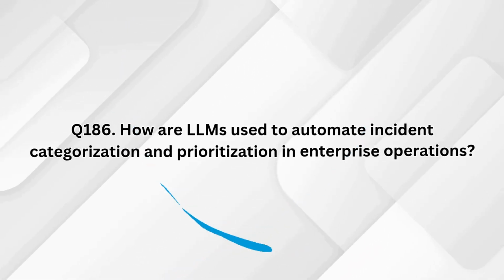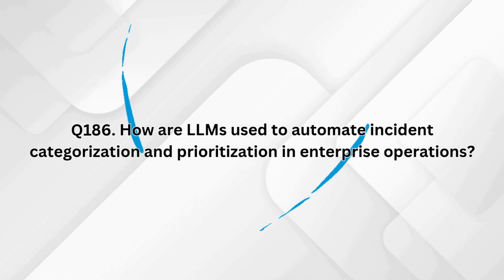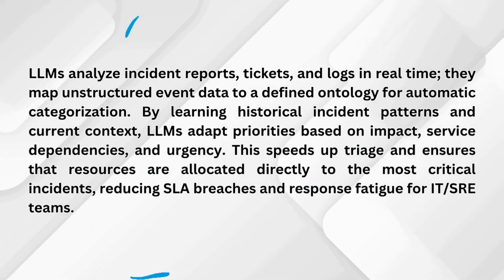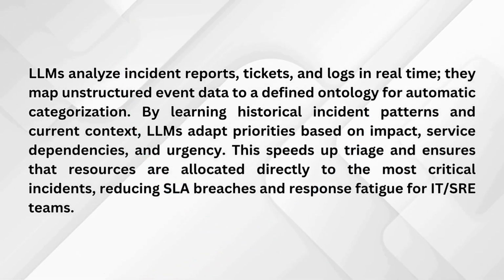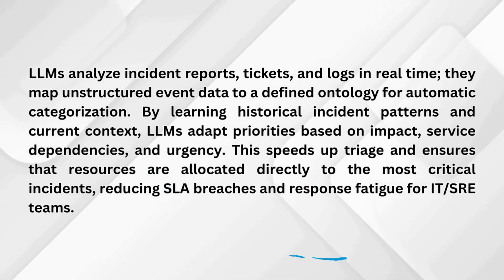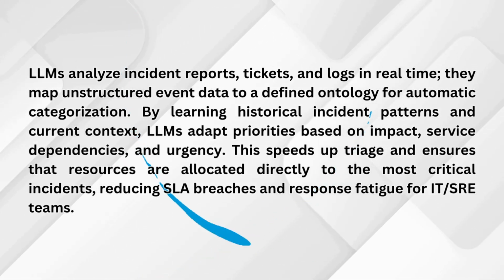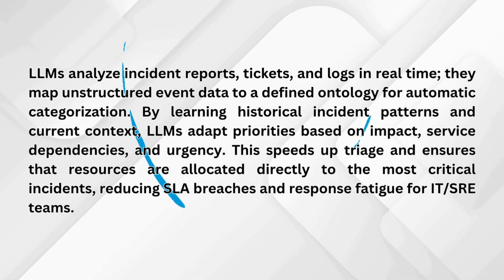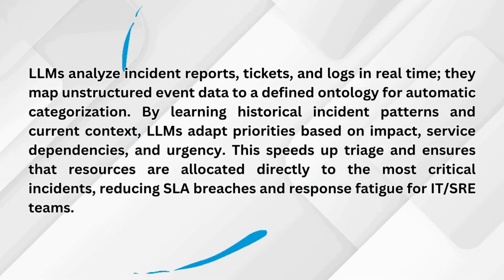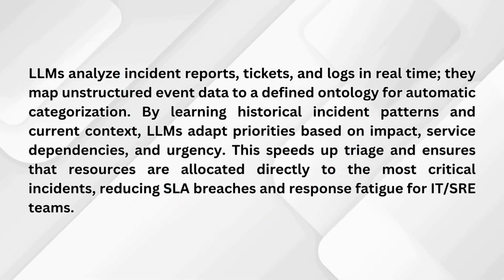How are large language models used to automate incident categorization and prioritization in enterprise operations? LLMs analyze incident reports, tickets, and logs in real time. They map unstructured event data to a defined ontology for automatic categorization. By learning historical incident patterns and current context, LLMs adapt priorities based on impact, service dependencies, and urgency. This speeds up triage and ensures that resources are allocated directly to the most critical incidents, reducing SLA breaches and response fatigue for IT or SRE teams.